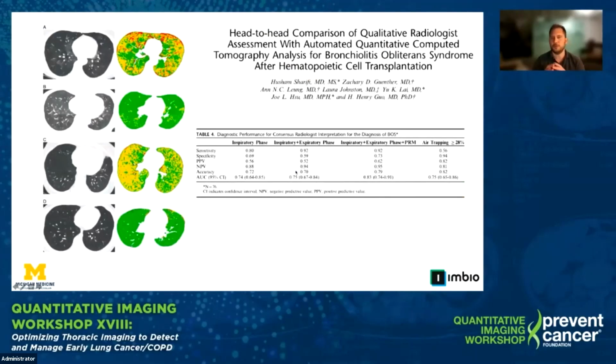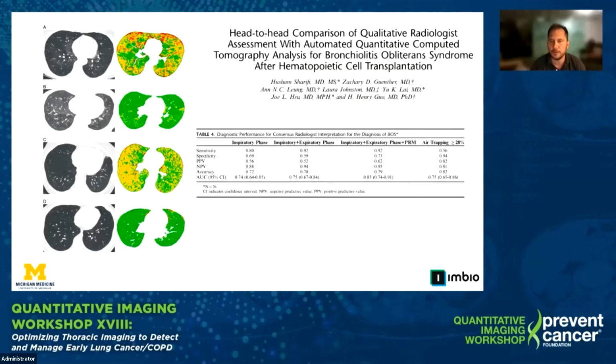I now wanted to show a few examples of how similar COPD biomarkers are currently being used clinically. This study out of Stanford looked at how parametric response mapping, another lung densitometry method, could be used to aid in the diagnosis of bronchiolitis obliterans syndrome. They showed that visual reads of inspiratory and expiratory scans compared to just inspiratory scans improved the sensitivity, but decreased the specificity of BOS diagnosis.